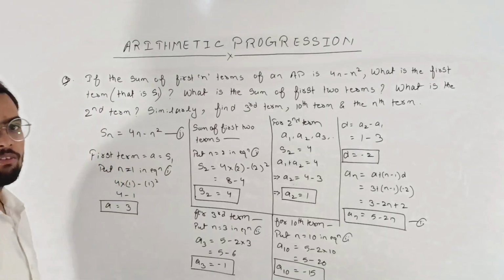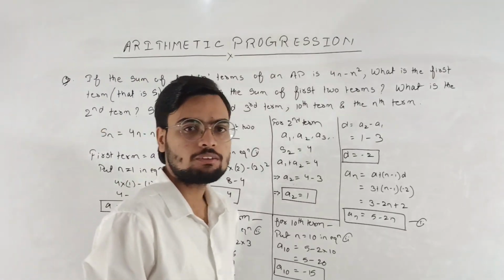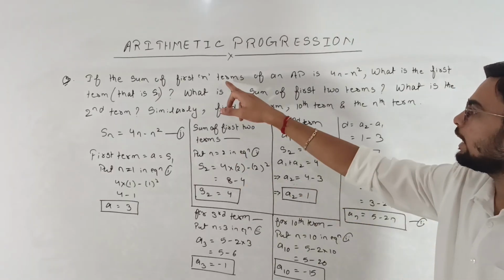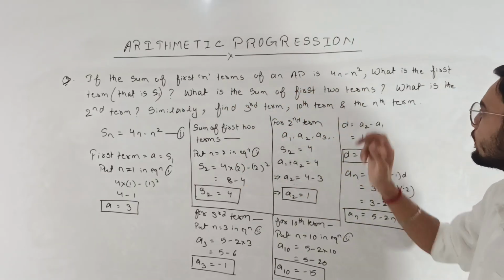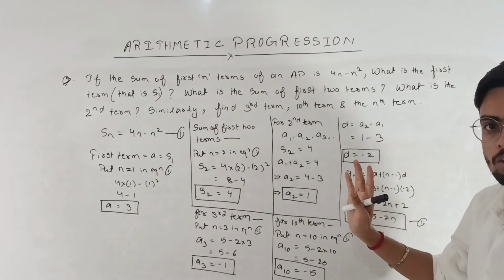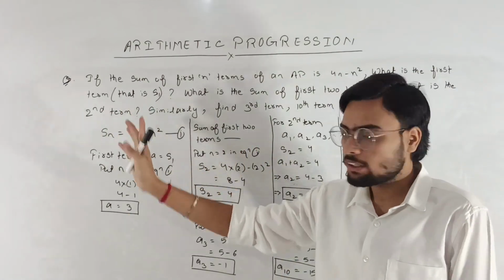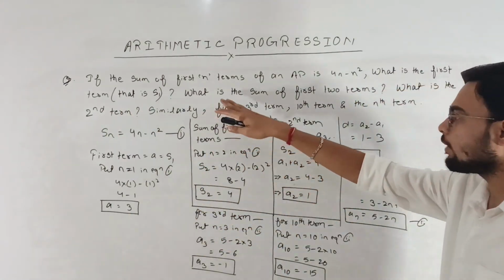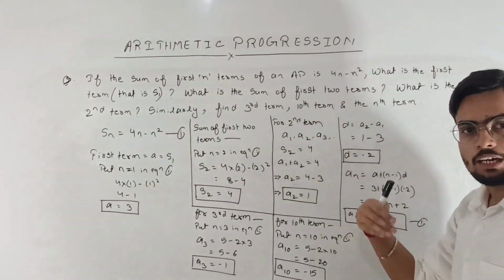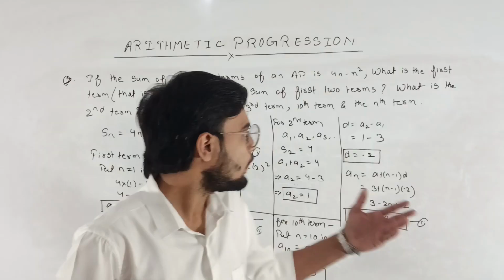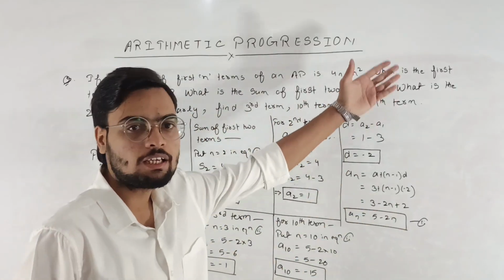Okay, let's see one more time. The question is: we have an AP in which the sum of the first n terms is given as 4n minus n squared. The question asks for the first term, and it is also given that the first term is s1. Then it asks for the sum of the first two terms. Then find the second term. Then find the third term, the 10th term, and the nth term.